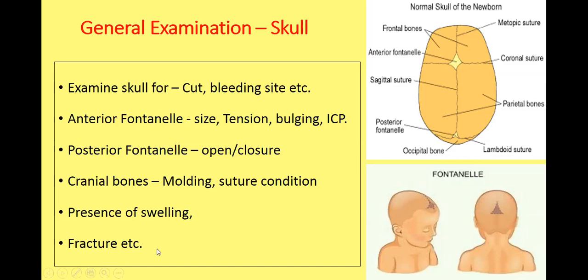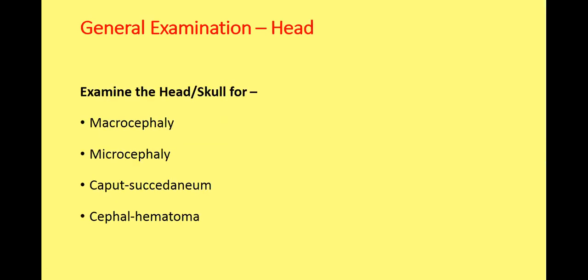Fracture: you can assess the cranial bone fracture by moving your hand on the scalp, and for confirmation of your clinical finding, you have to go for X-ray. Then in the general examination of the head, you have to point out the macrocephaly, microcephaly, caput succedaneum, cephalohematoma.